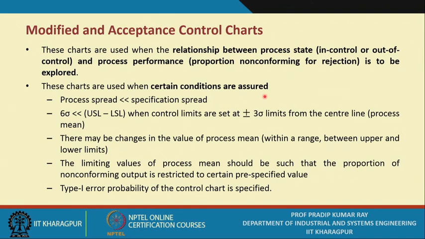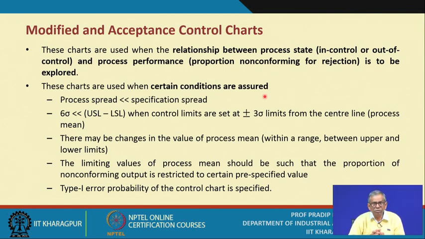So when considering the relationship between the process states and the process performance, how do you define process performance? Process proportion non-conforming, or rejection. So this is to be explored: to what extent the state of the process is responsible for producing non-conforming output.